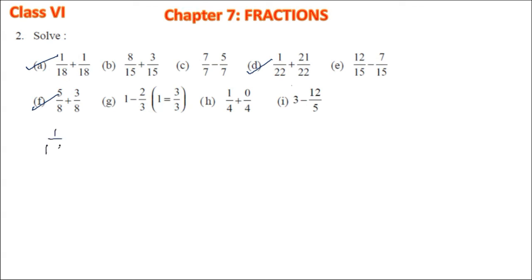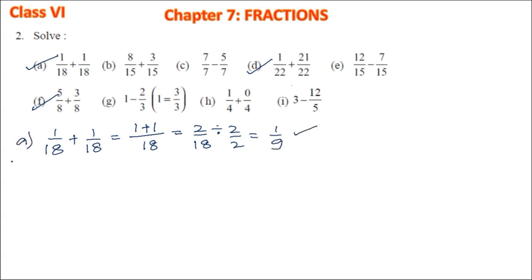1 by 18 added to 1 by 18, the denominators are the same. So the denominator has to be kept as it is and the numerators must be added up. We get 2 by 18. We can divide both numerator and denominator by 2. We'll be getting 1 by 9. So the answer is 1 by 9.